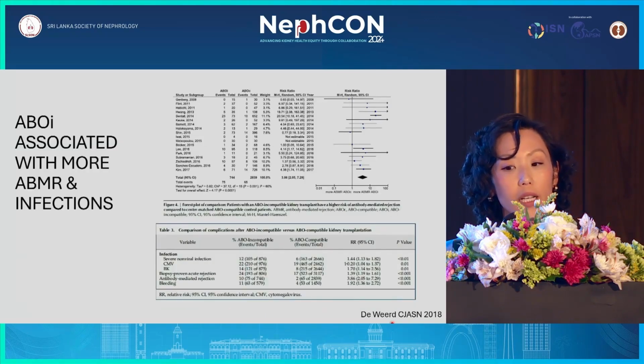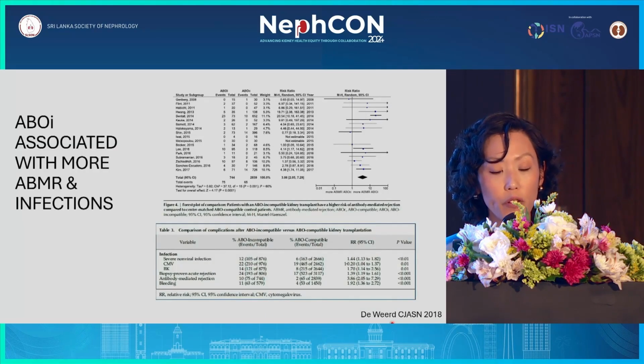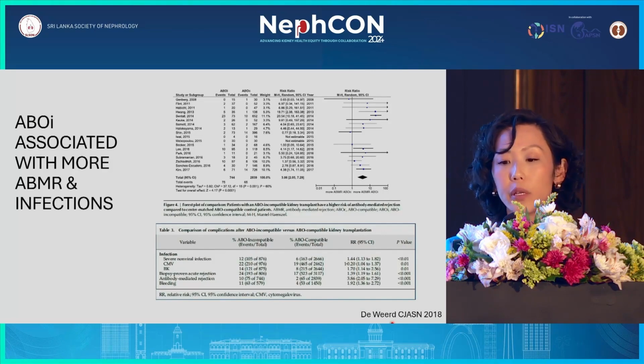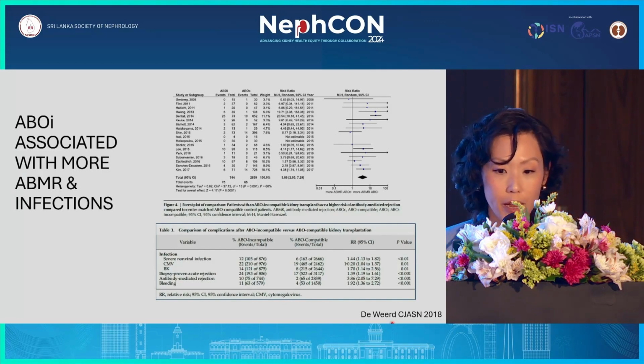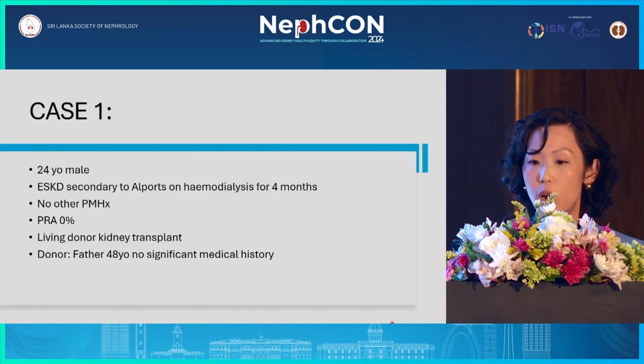There is also an excess of rejection and viral infections, and ABOI transplantation is, of course, a higher risk procedure than ABO-compatible transplantation. That's all I'm going to say about that, and with that, let's return to our cases.